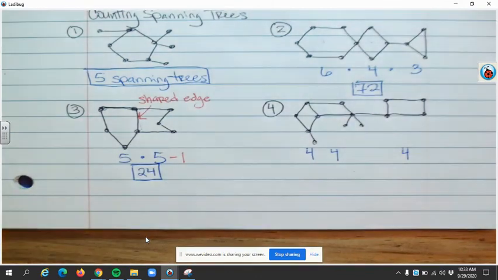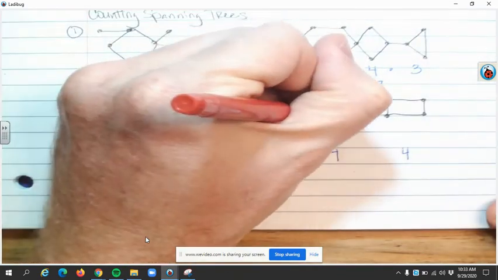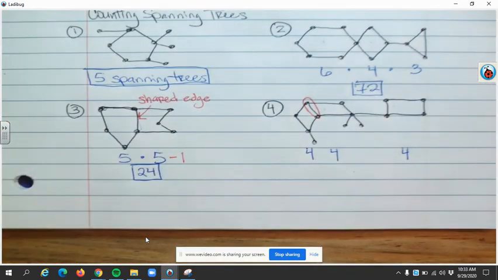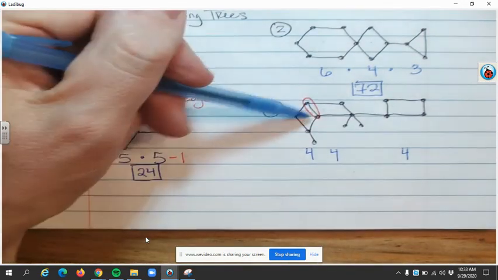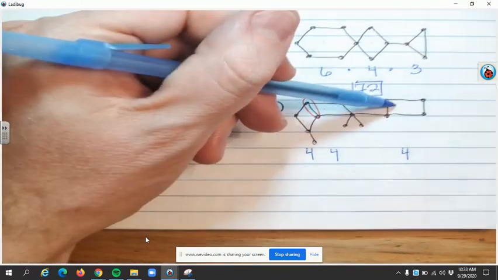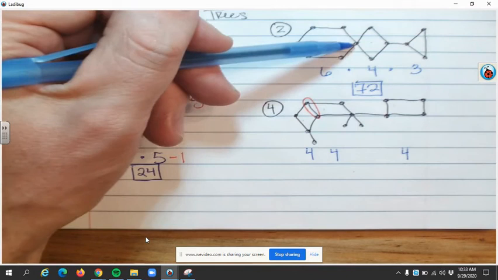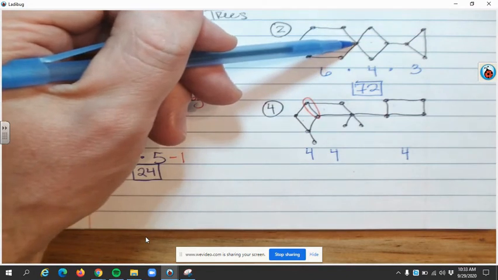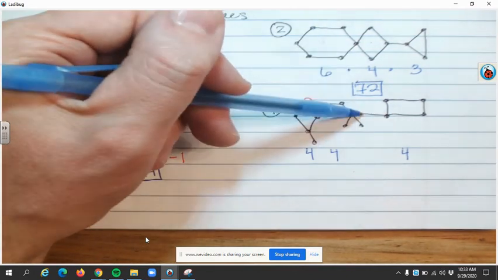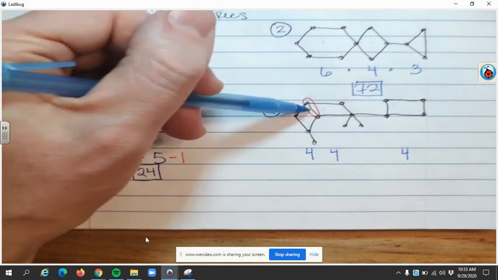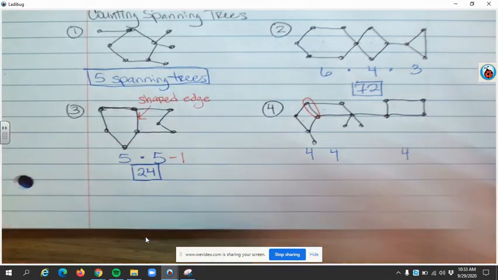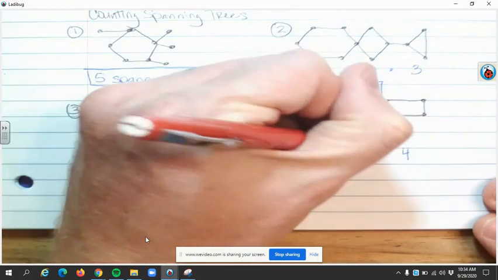So it seems pretty straightforward, except for, remember, I've got a shared edge right here. So notice these two graphs share an edge, not this one. This one is separate. They are separated by an edge. Notice up here, they were separated by a vertex. You can share a vertex all you want. These don't share an edge. If you share an edge, you have to take away one. So because of that, I'm going to take away one right here.